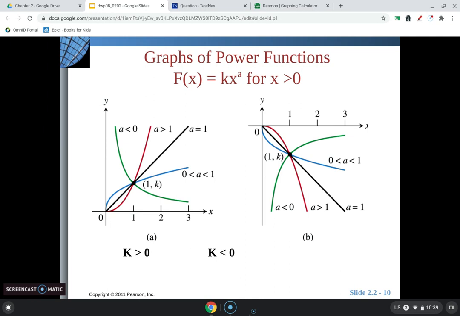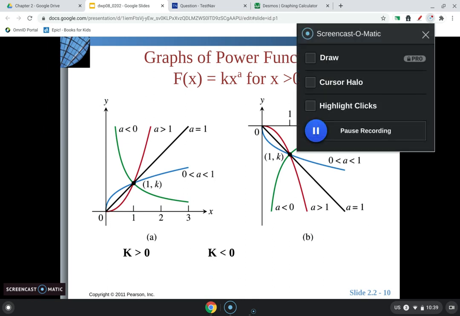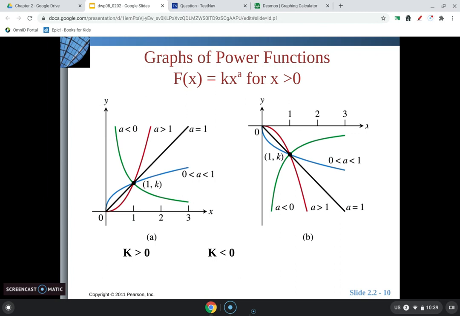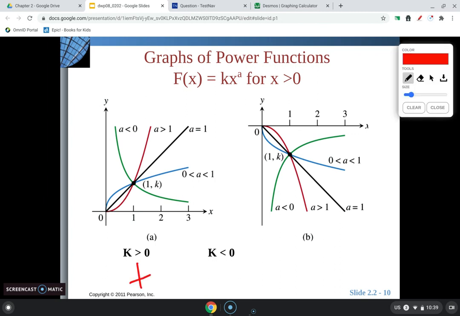All right, graphs of power functions. If your k value is positive, these are some different things that it's going to make it look like. So the green line is if a is negative, then in the first quadrant, that's what it's going to look like. And a is positive, a is 1, a is between 0 and 1. So this is what it looks like in the first quadrant if k is positive. If k is negative and then a is all these different things, this is going to be the fourth quadrant. And those are kind of the two quadrants that we're going to focus on when we're looking at these to describe what we can see.